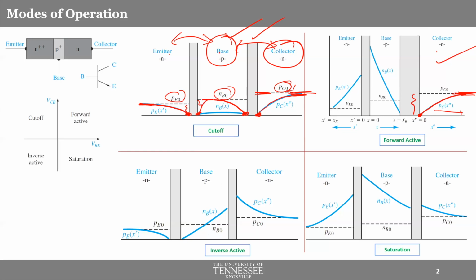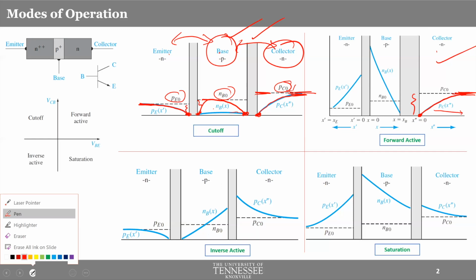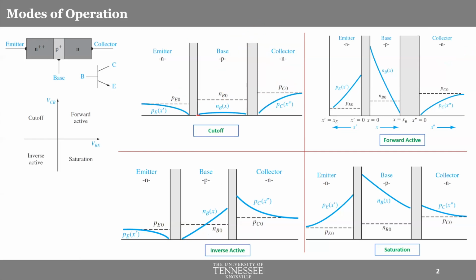But since both of these ends are reverse biased, you will not be able to ever reach the thermal equilibrium level. So it will go up and then it will go down again. That's what you see here, because both of these are reverse biased.